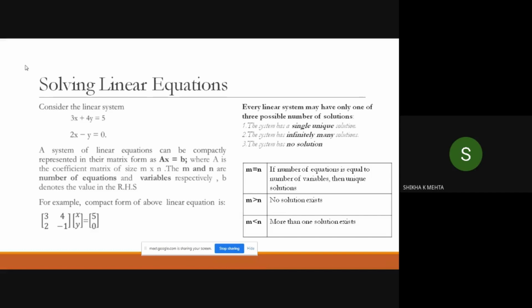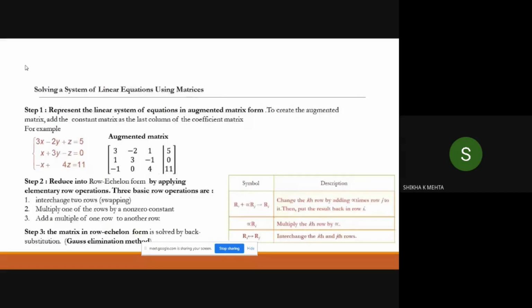So we have three possible answers. One is these two equations can have a single unique solution, or it can have multiple solutions, or it can have no solutions. So how do we find out which particular answer is suitable for this set of equations? We try to solve the set of linear equations with more than two variables.